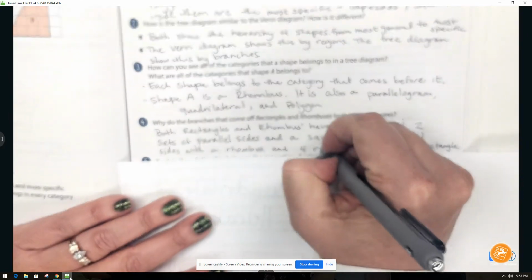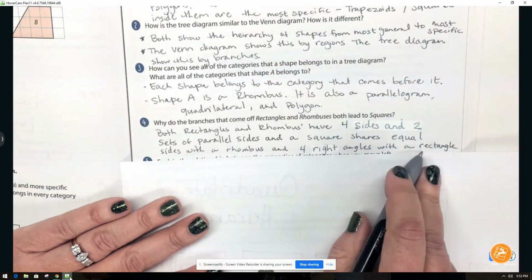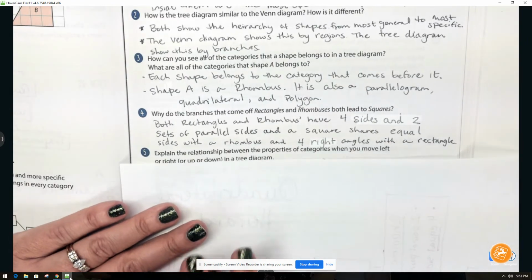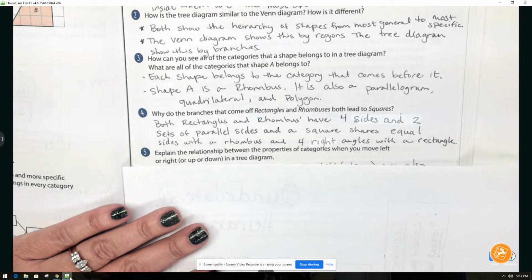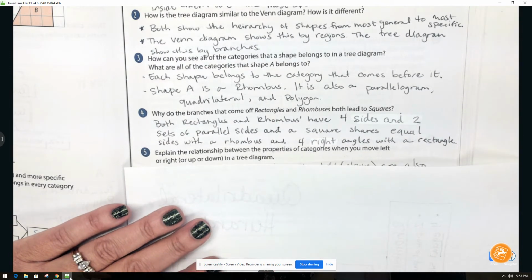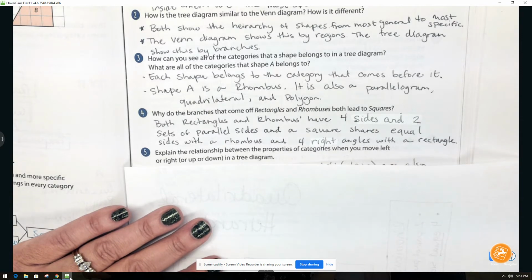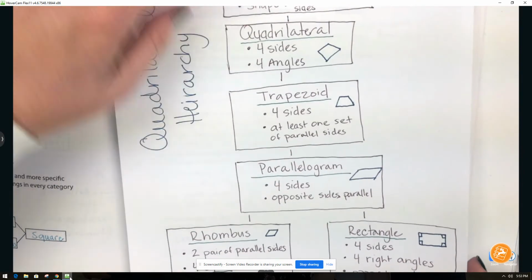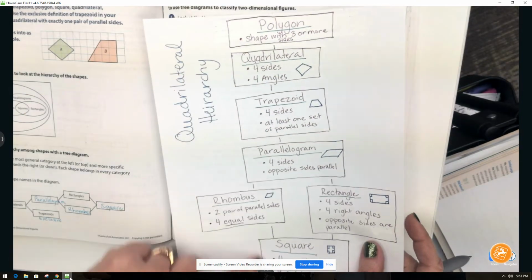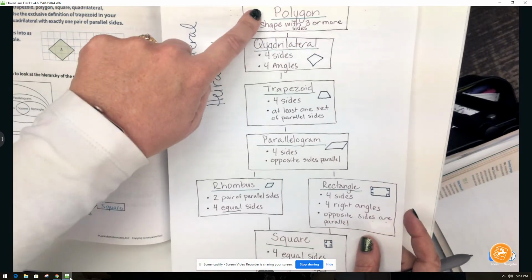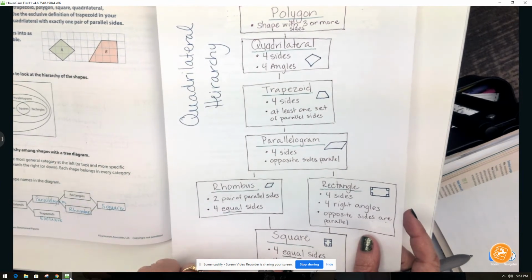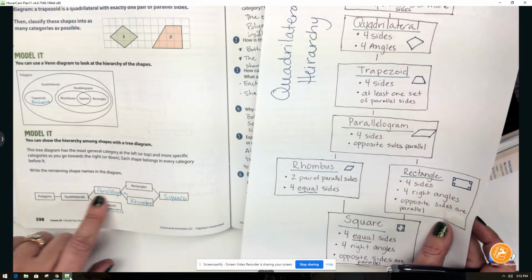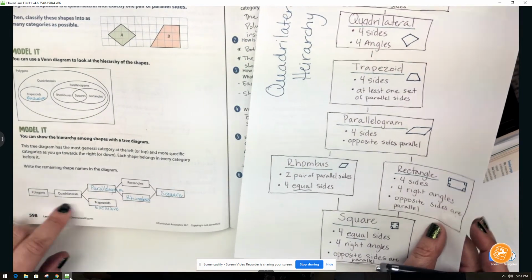And four right angles with the rectangle, but the rhombus does not have the four right angles. And then we're going to explain the relationship between the properties of categories when you move left or right or up and down on a tree diagram. So if you have a tree diagram, when you move from top to bottom, as you move down, you get more specific. As you move up, you get more general. On this one here, as you move to the right, you get more specific, or to the left, more general.